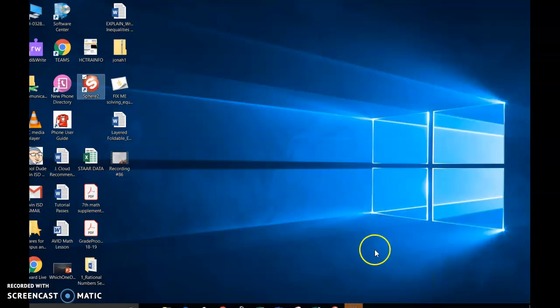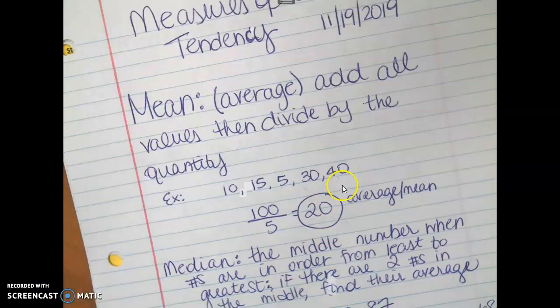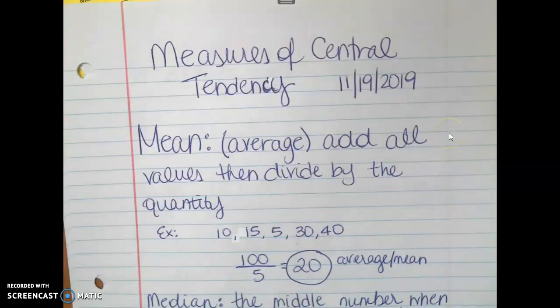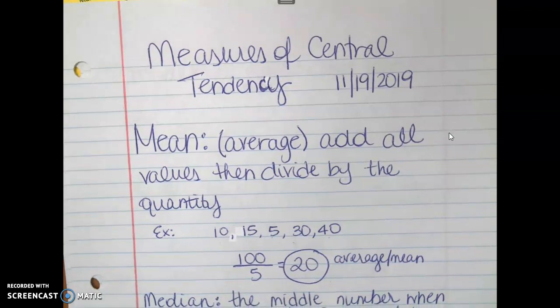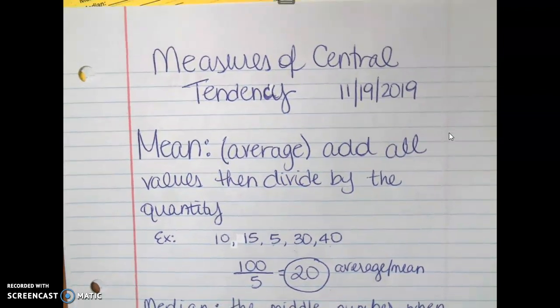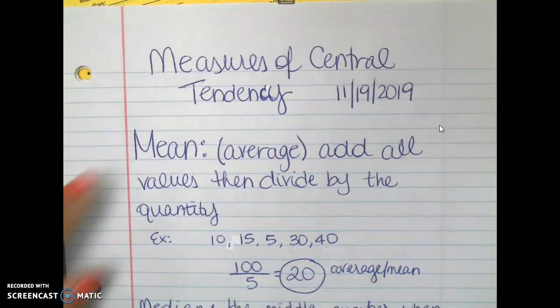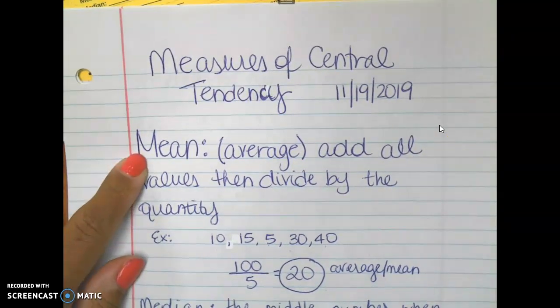Okay, looking at measures of central tendency. Well, this is a review from 6th grade, so I'm not going to spend a whole lot of time teaching this stuff because it's assumed that you already know how to calculate these things. Central tendency is mean, median, mode, and range.